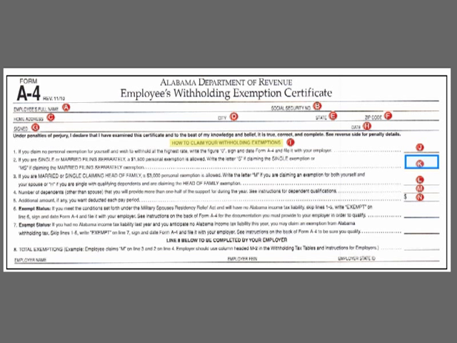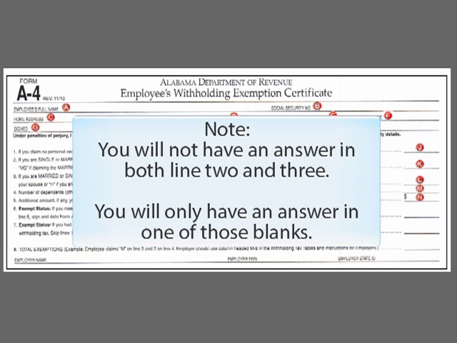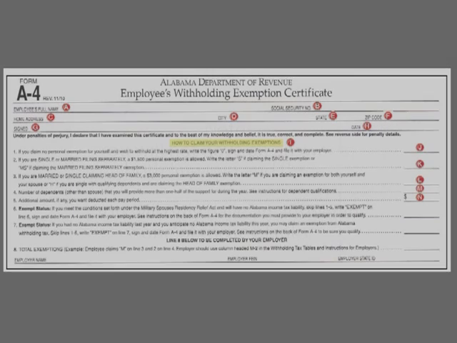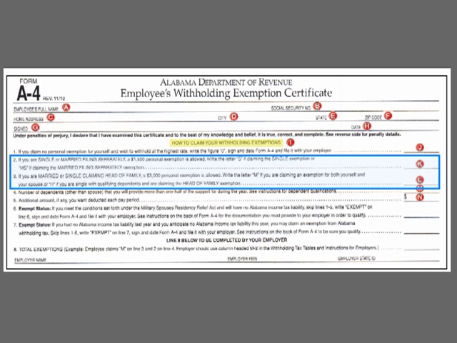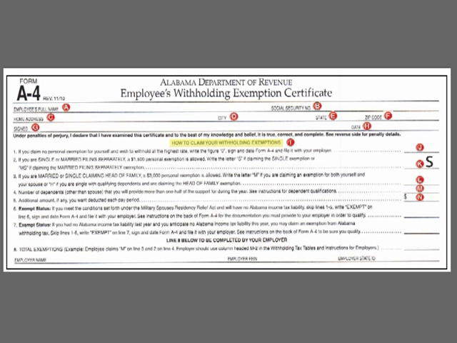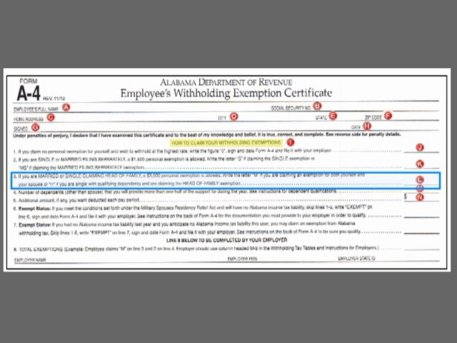If you do not put a 0 in line 1, you will move to the next blank. In blank K, if you did not put a 0 in line 1, you will either have an answer in line 2 or 3. Please note, you will not have an answer in both line 2 and 3. You will only have an answer in one of those blanks. In lines 2 and 3 is where you claim yourself and your spouse. If you are claiming single, you will enter an S in line 2. If you are claiming married filing separately, you will enter an MS in line 2. If neither situation applies to you, you will move to line 3.